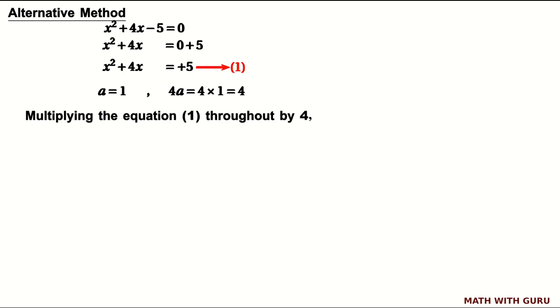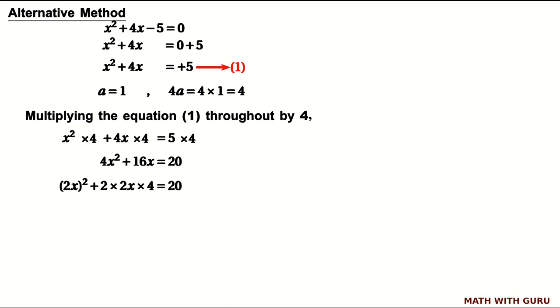Multiply the equation 1 throughout by 4. X squared plus 4x equals 5. X squared into 4 plus 4x into 4 equals 5 into 4. 4x squared plus 16x equals 20. 4x squared can be written as (2x) whole squared plus 16x can be written as 2 into 2x into 4 equals 20. 2 2s are 4, 4 4s are 16.